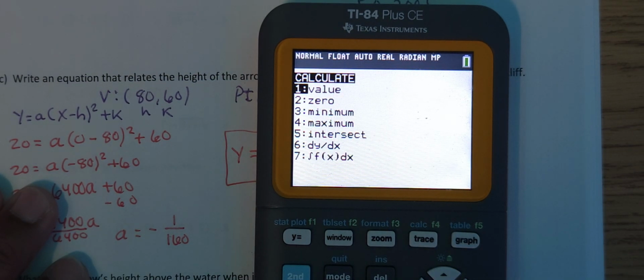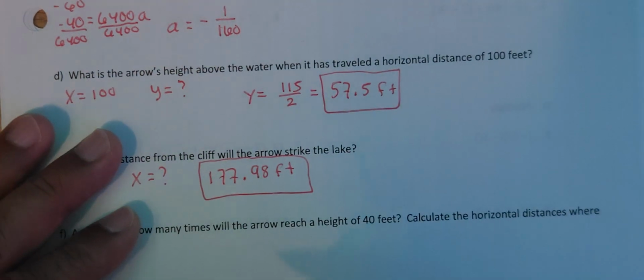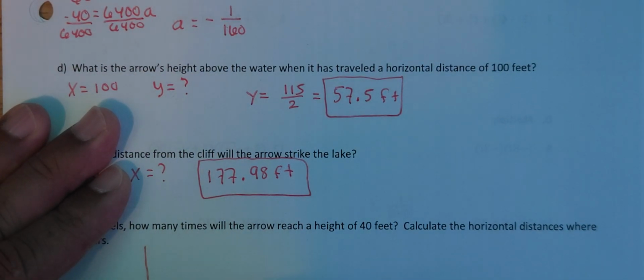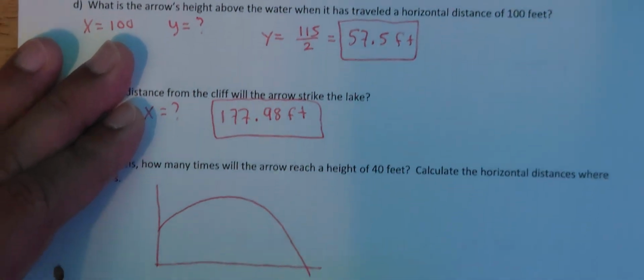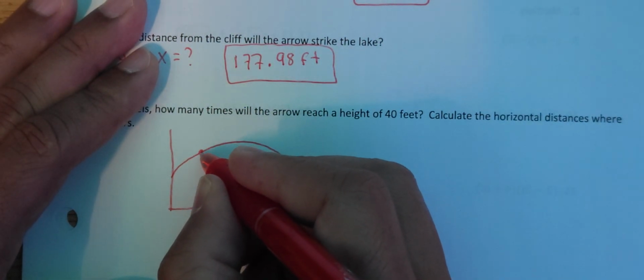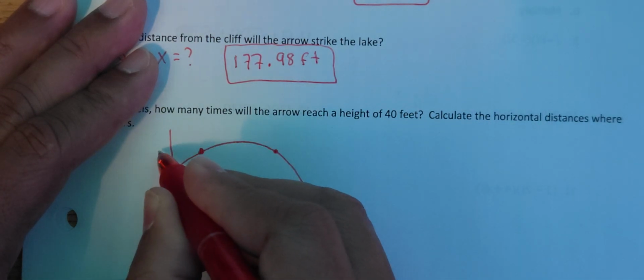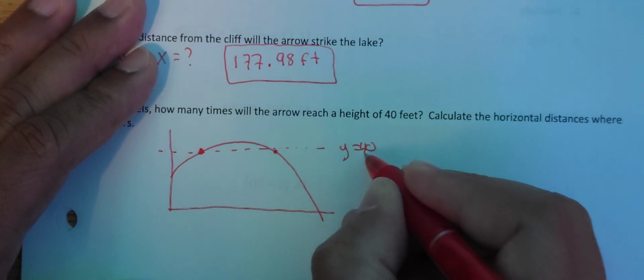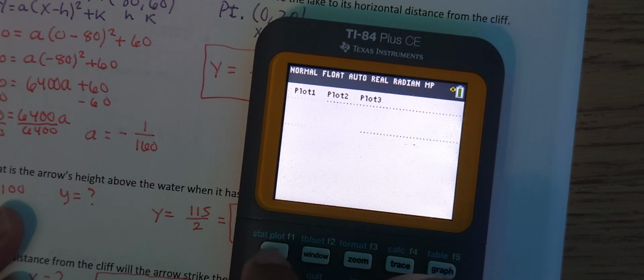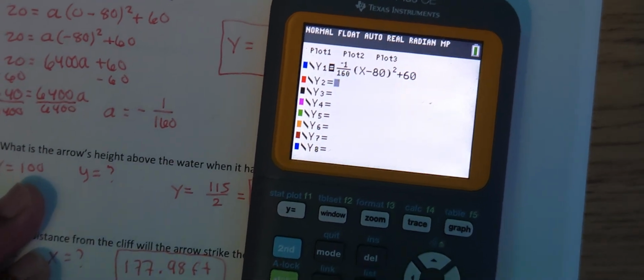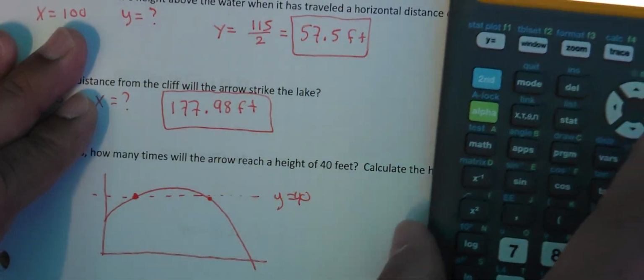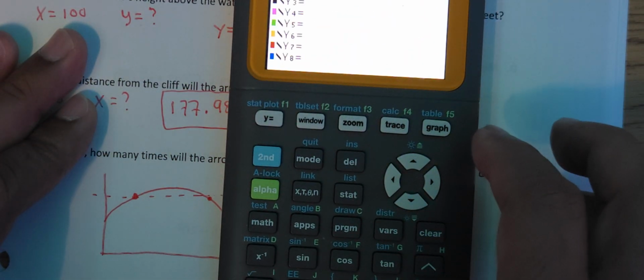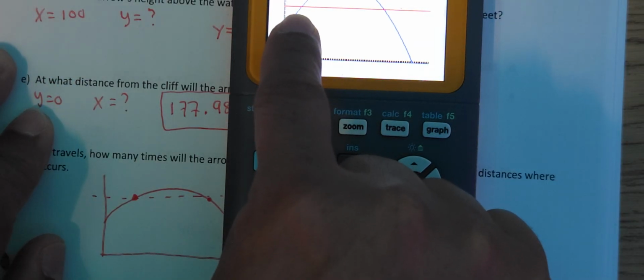For this one, I just thought of something. Let me draw a diagram so you can visualize this a little better. We know the graph looks like this, goes like this, strikes the lake, and this will be 1 point, and this will be another point, and the y value at these points is 40. So this means y equals 40. Then I'm going to go back to y equals and enter another function, and that is y equals 40. Then I'm going to graph them, and there you see that line.